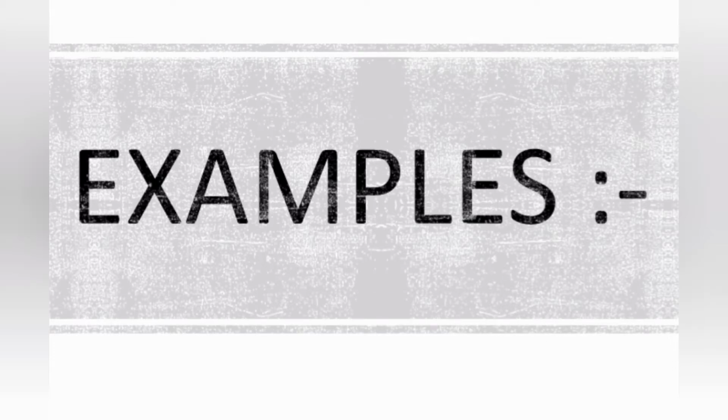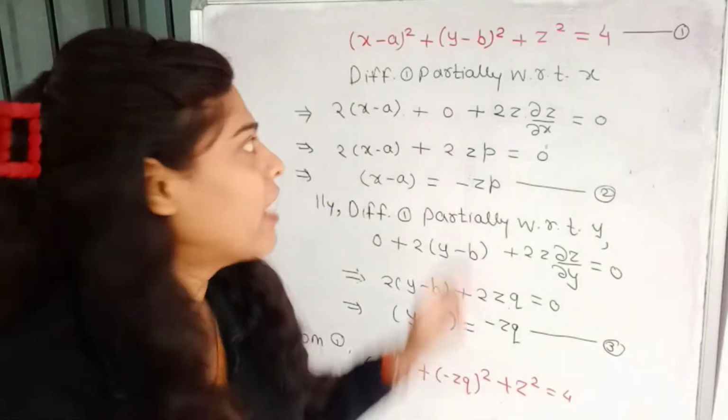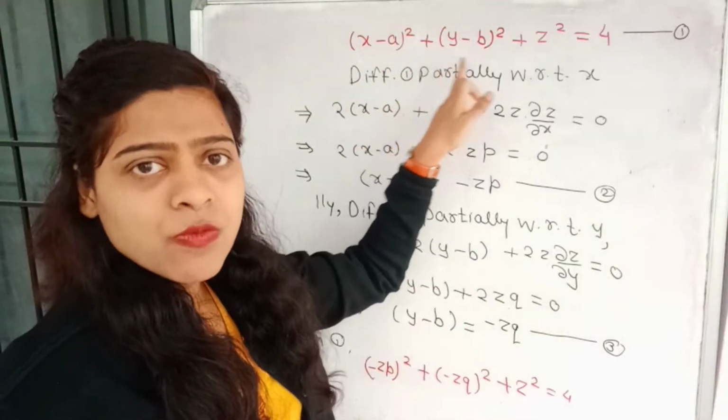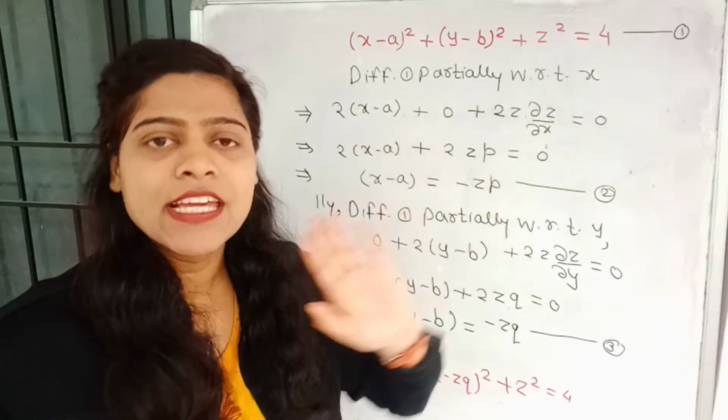Examples on elimination of arbitrary constants. Consider the first example. Here we have (x minus a) squared plus (y minus b) squared plus z squared is equal to 4. We denote this example as equation number 1.